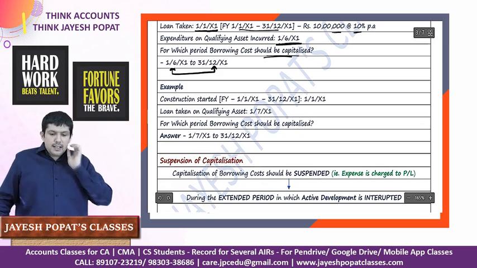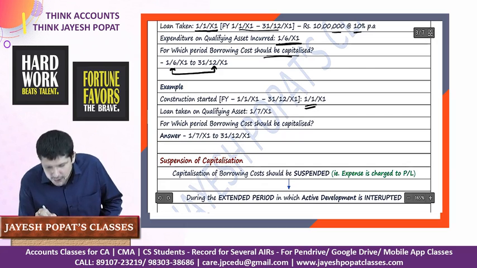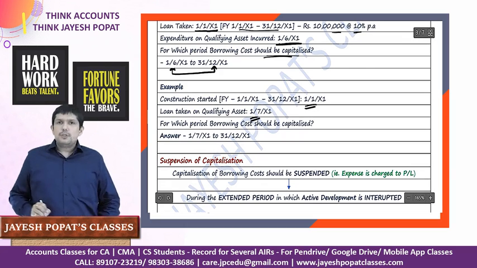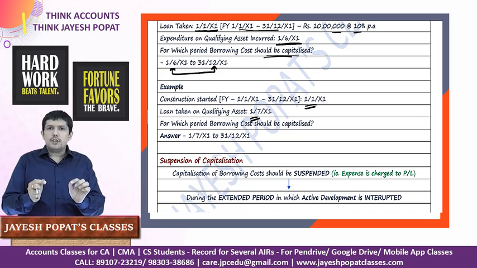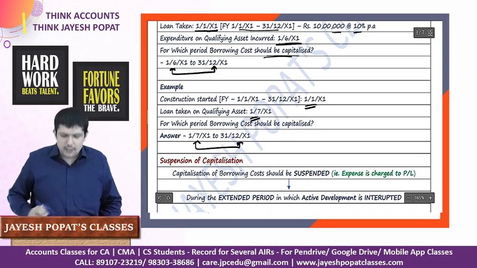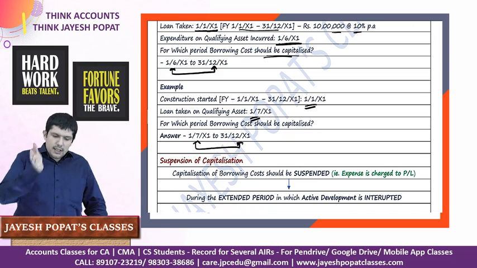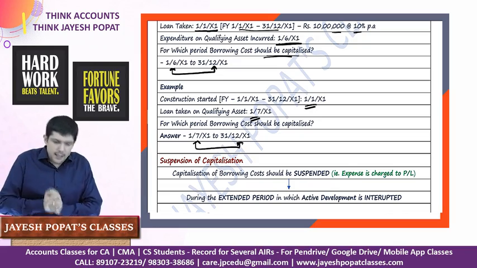Another example, let's say construction is started from 1st of January, but we have taken the loan from 1st of July. So the borrowing cost is getting incurred from 1st of July. So the period for which capitalization will take place is 1st July to 31st December, because in this case, prior to 1st of July, there is no borrowing cost being incurred.